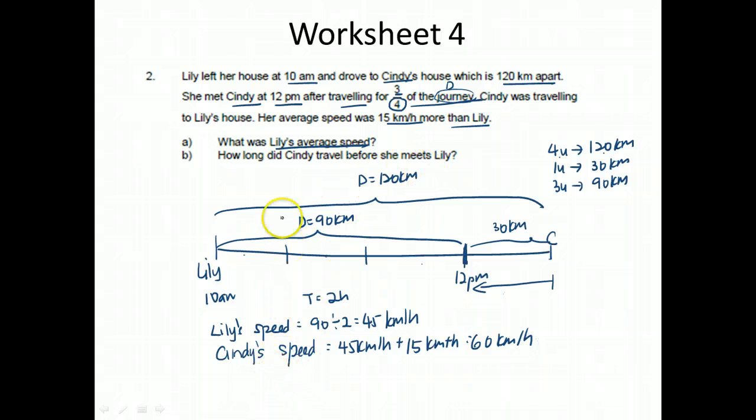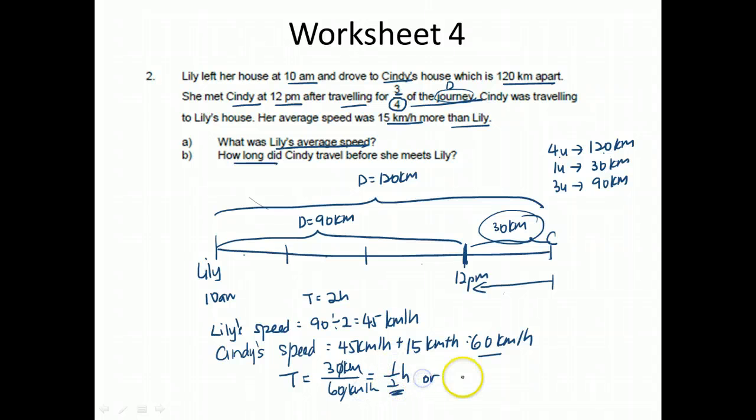And I want to find the time. How long means I want to find the time, which is my distance, 30 kilometer divided by speed, 60 kilometer per hour. So 30 kilometer divided by 60 kilometer per hour, the time would be half an hour or 30 minutes.